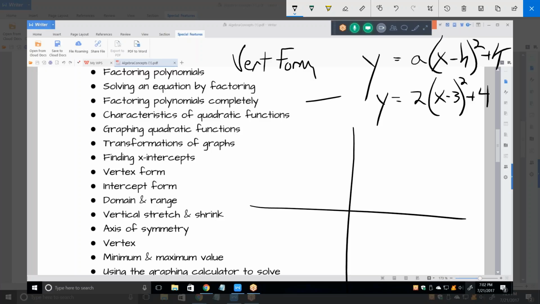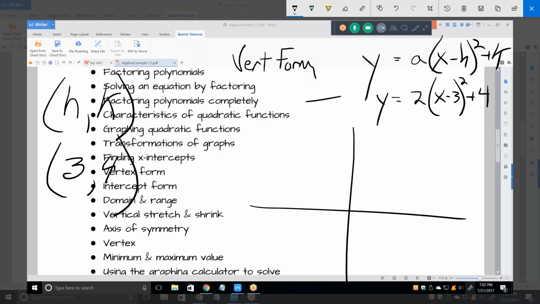So if h and k are the coordinates of the vertex, there's my vertex. Where is that? Based on this formula right here. What's h? h would be 3. What's k? 4. Okay, now I go to my graph. I go over approximately 3. I go up 4. There's my vertex. 3, 4.